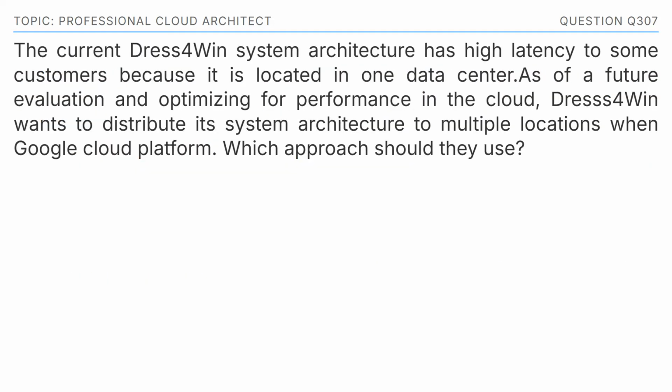The current Dress4Win system architecture has high latency to some customers because it is located in one data center, as part of a future evaluation and optimizing for performance in the cloud. Dress4Win wants to distribute its system architecture to multiple locations in Google Cloud Platform. Which approach should they use?